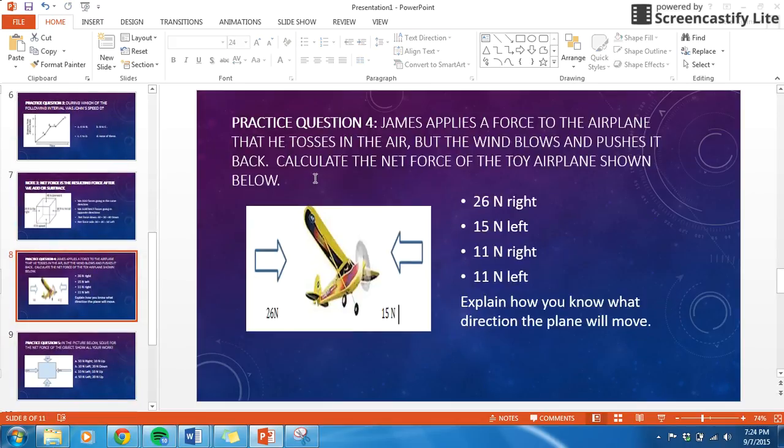I want us to go to practice question 4. If James applies a force to the airplane that he tosses in the air, but the wind blows and pushes it back, calculate the net force of the toy airplane below. Is it 26 newtons to the right, 15 newtons to the left, 11 newtons to the right, or 11 newtons to the left? I want you to explain how you know what direction the plane will move.